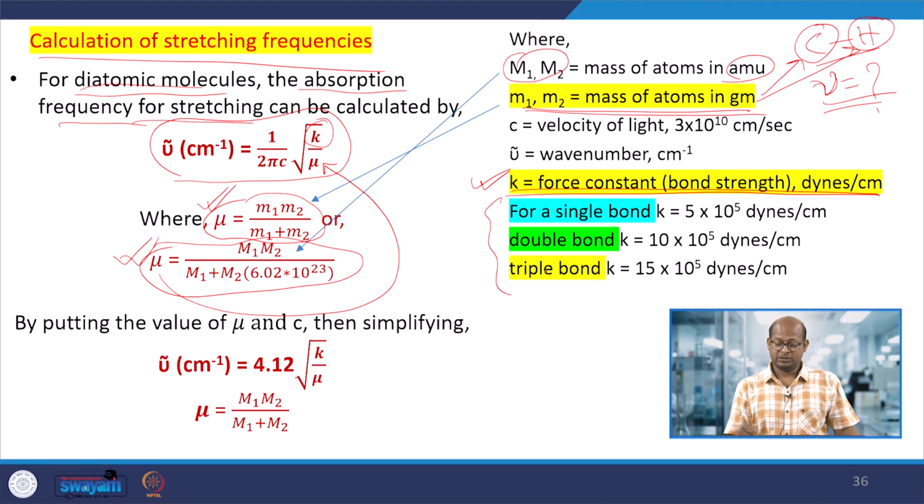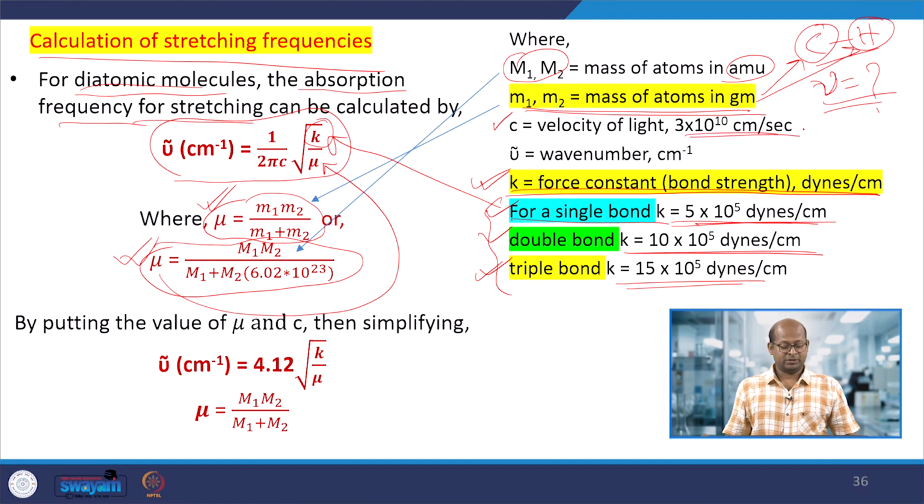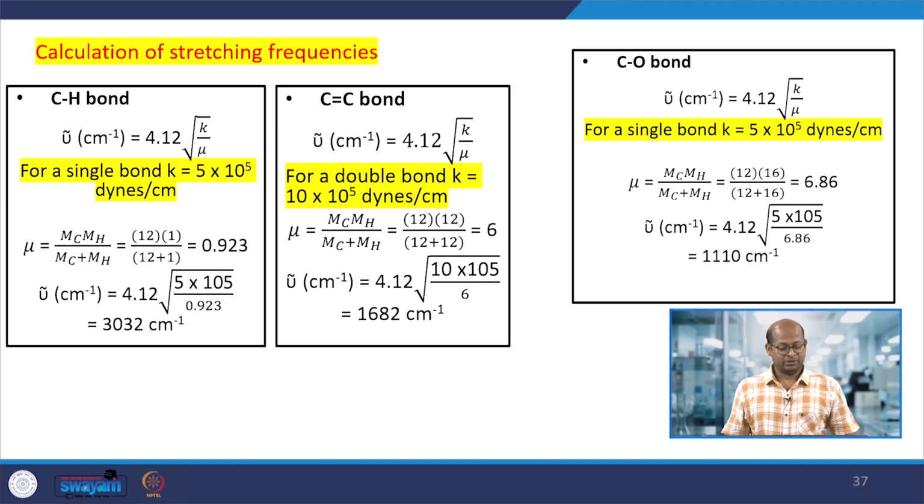So here, different types of bonds may be there in functional groups, that may be single bond, double bond or triple bonds. If it is a single bond, you have to use the force constant, k, of 5 into 10 to the 5 dynes per centimeter. If it is double bonds or triple bonds, we can use that type of value in here. And then if you know the velocity of light in terms of centimeters per second, that we can put. So then the stretching frequency we can calculate.